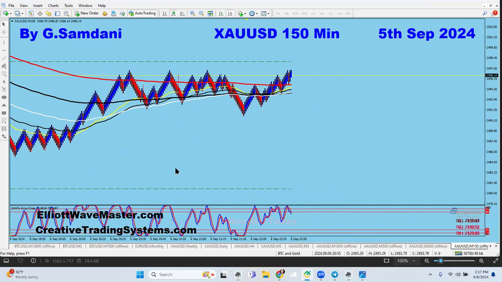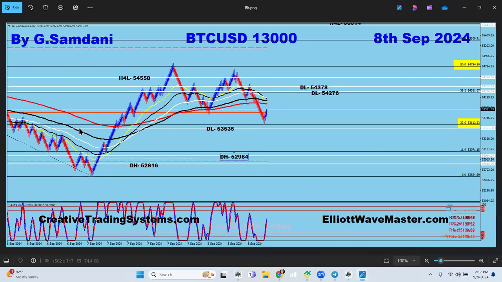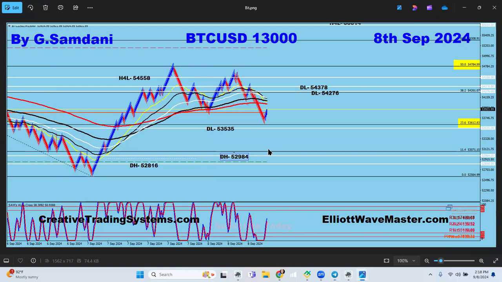Other than that, I just posted this chart on the Telegram. Bitcoin is moving even over the weekend. The market is open for Bitcoin, right? So this is the chart I posted. Let me show. Yeah, I have it. So see this right there. This is the one, and then I said, watch Bitcoin may go up from here. So that's exactly what happened. It was bouncing, and then it is already up here.